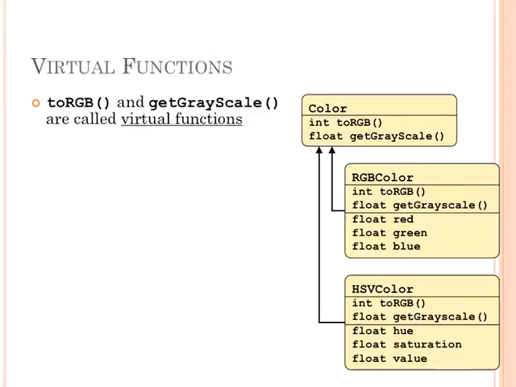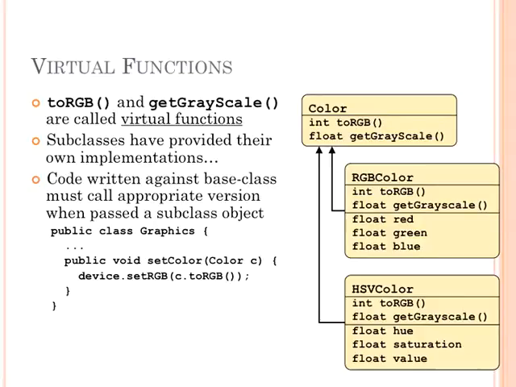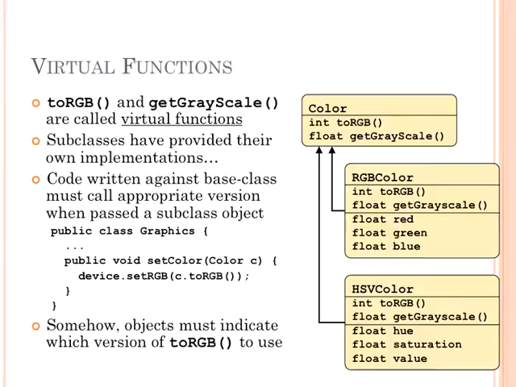And that introduces the notion of virtual functions. Again, this is something that is explicit in C++, and in Java, everything is, well, I shouldn't say everything, but virtually every instance method is virtual. Okay. So yeah, subclasses have their own implementation, so code written against the base class should call the appropriate version when passed a subclass object. Okay, so that's what we mean when we say virtual functions.